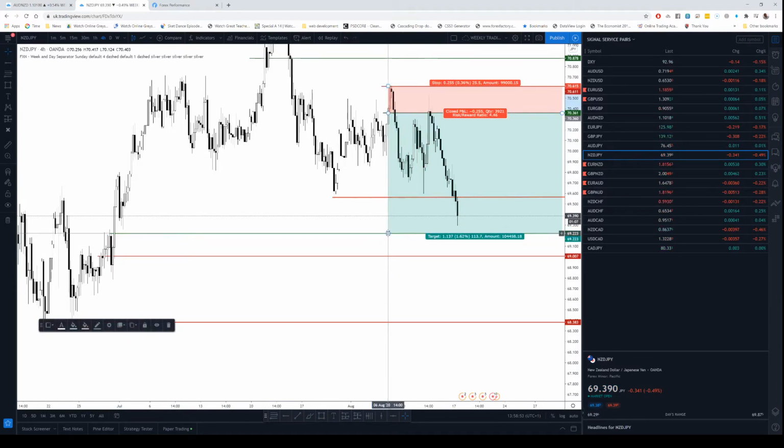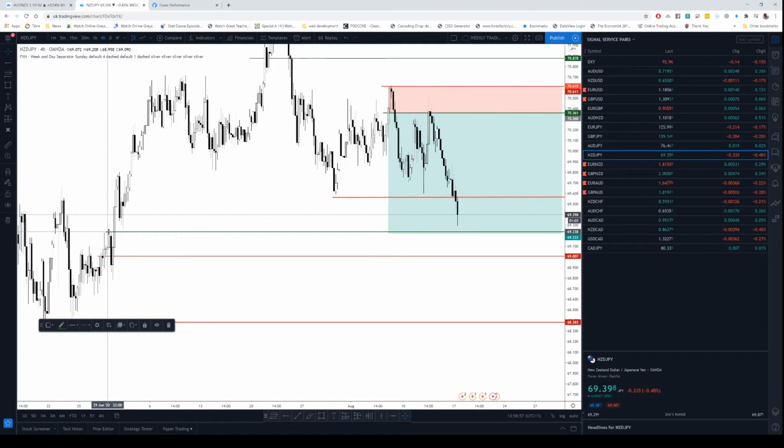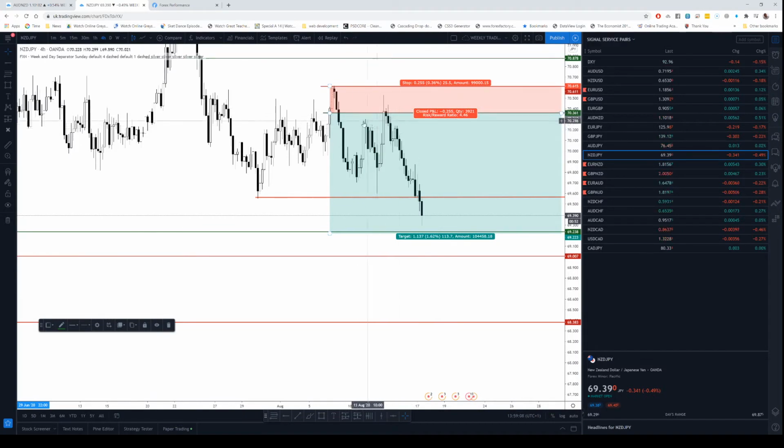So if you're short, keep that one and look for price to come down here to take out this low. I think there will be a continuation to the downside and to that level. If you look on the daily now, you can see we had some manipulation on the upside.